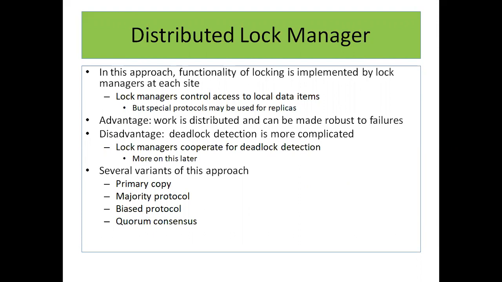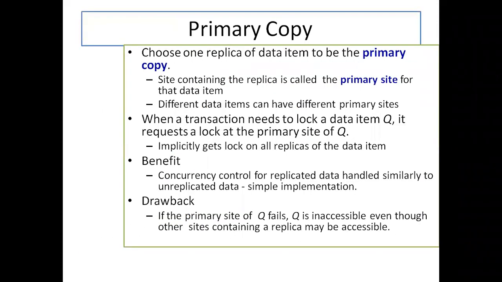So in the last lecture, we have gone through the distributed log manager and several variants of this approach, like the primary copy. In the primary copy, we have seen that one replica of the data item will be referred to as the primary copy, and the site which contains that replica will be known as the primary site for that data item. Now, the problem in the case of primary copy is that if that primary site itself fails, then that primary data or primary replica will not be accessible from the other sites. That is the disadvantage of primary copy.